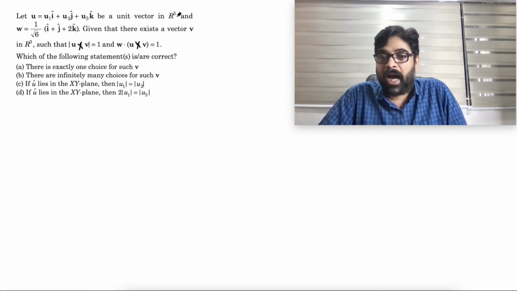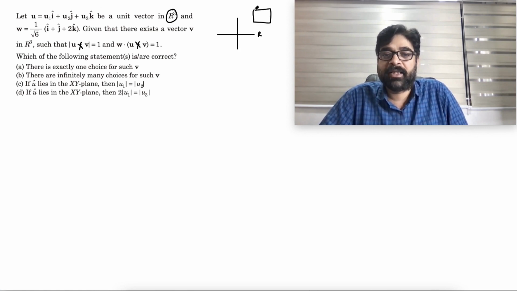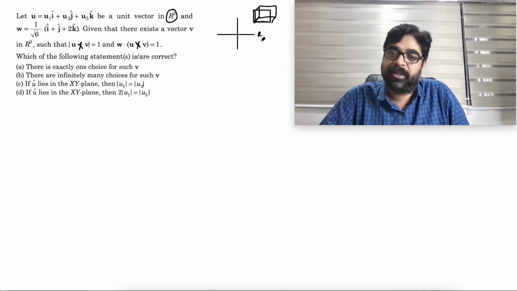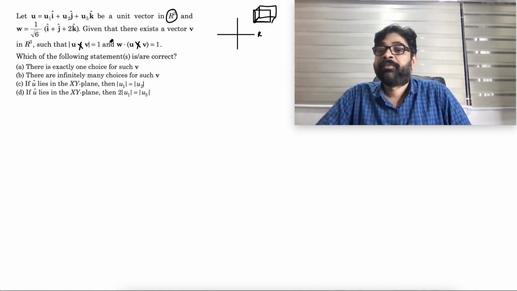Let's read the question. R cube, if anybody is getting confused, means 3 dimensions. That's all, nothing else. R is real numbers. If one line we represent by the capital R, then R, R and R, or you can simply say it is 3 dimensions, so it will be R cube. There is nothing great about this. This R, this R, this R is in 3 dimensions, which means you have to take I, J, K, all 3 components.